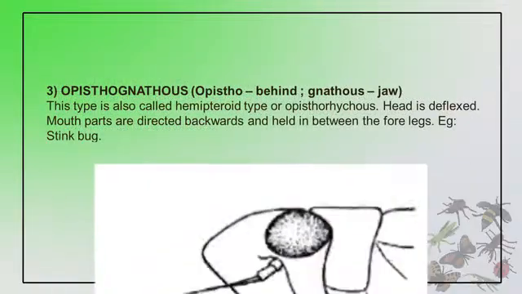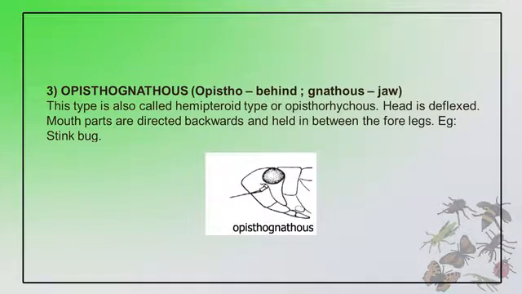Third one is the opisthognathous head. Opistho means behind and gnathous means jaw. This type is also called hemipteroid type of opisthorhynchous. The head is deflexed, mouth parts are directed backwards and held in between the forelegs, and it is found in stink bugs.